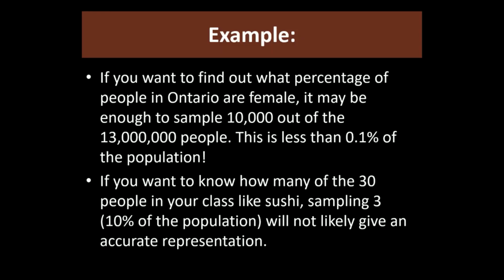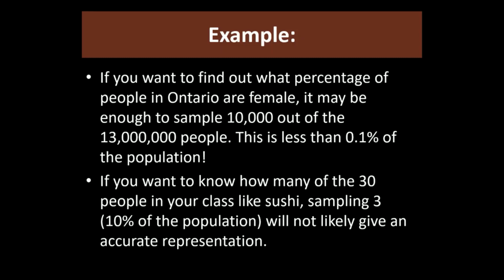Okay, so here's just another example of what I mentioned on the last one. If I want to know what percentage of people in Ontario are female, I could sample maybe 10,000 out of 13 million, which is less than 0.1% of the entire population. And that's because I'm expecting very little variability, meaning I don't think the male to female ratio in Kitchener is going to be that much different than the male to female ratio in Guelph or London or Simcoe or wherever. I think they're going to be pretty consistent.